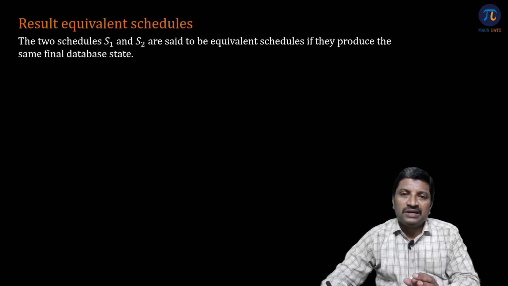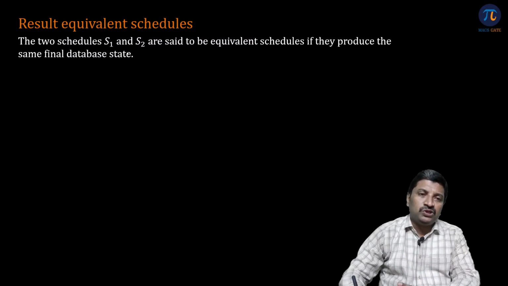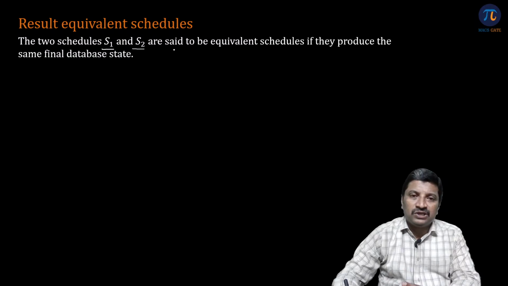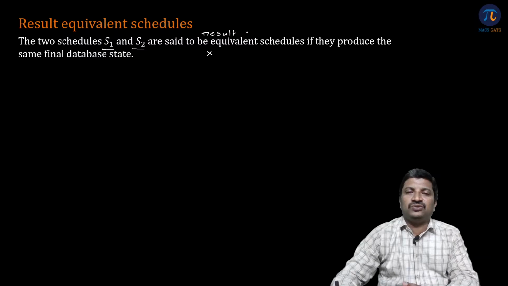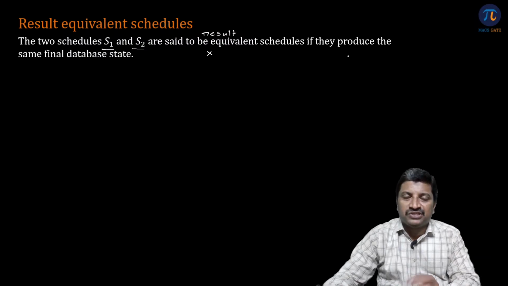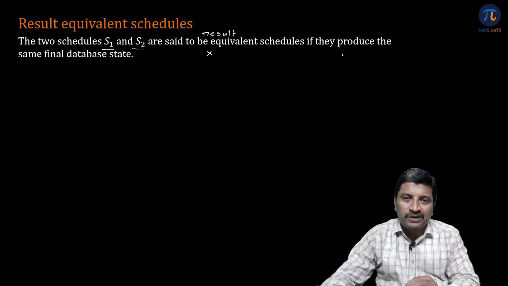The first one, result equivalent schedules. What is meant by result equivalent schedules? Two schedules S1 and S2 are said to be result equivalent schedules if they produce the same final database state. What is meant by it? Let me explain with an example.